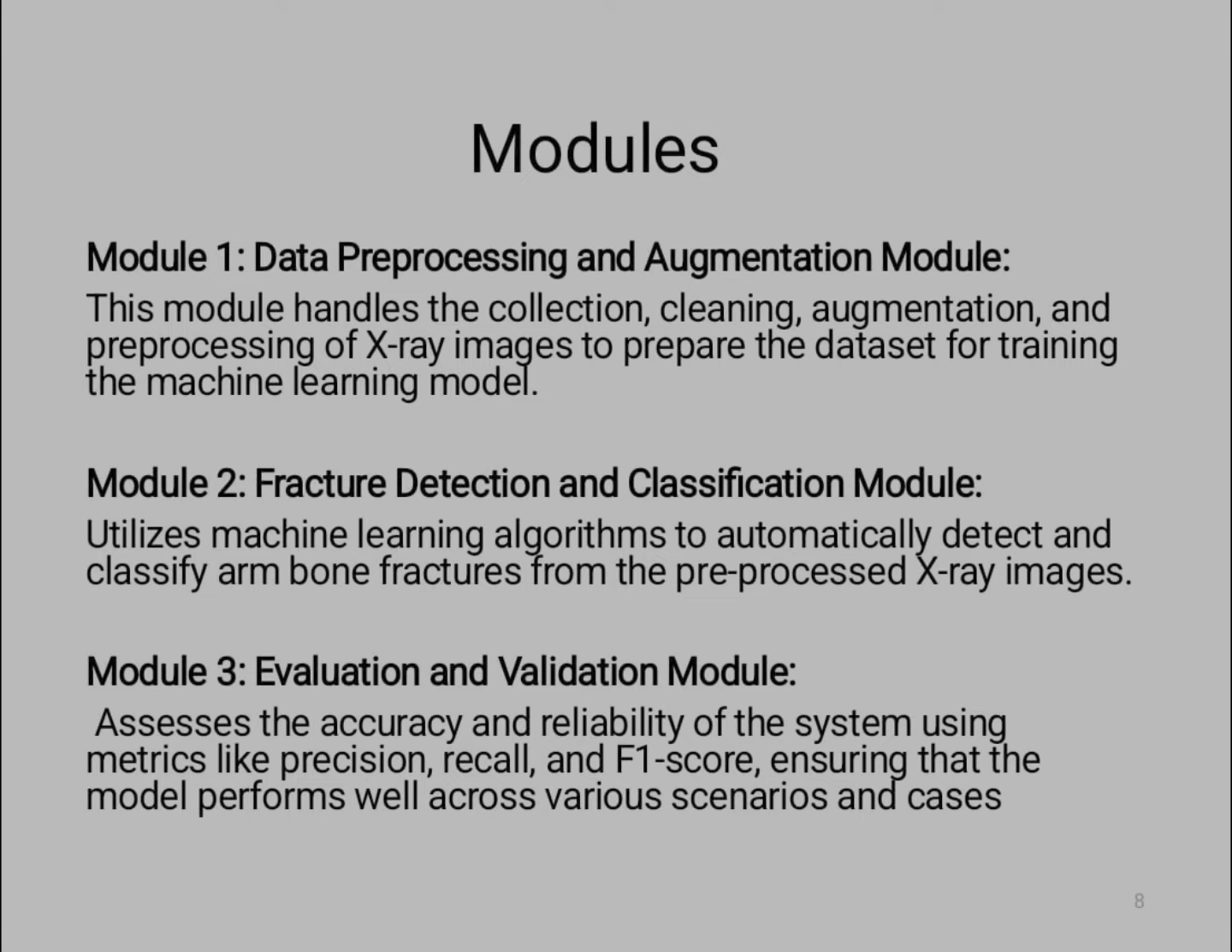Module 2 is fracture detection. This module uses machine learning to analyze the X-ray and automatically detect if there is a fracture in the arm bone.